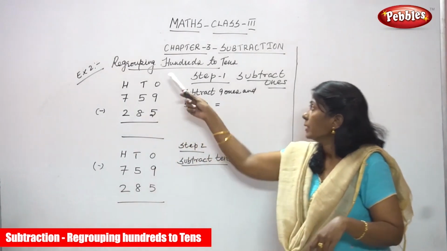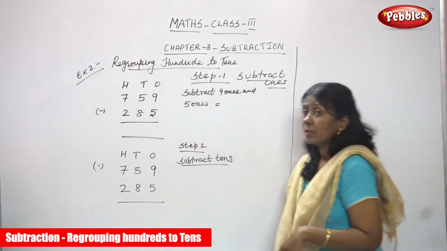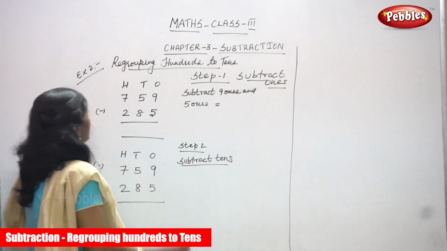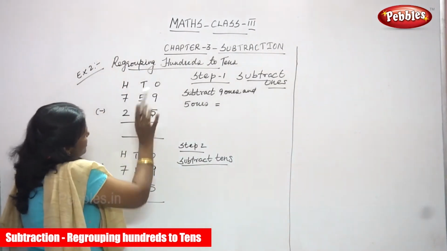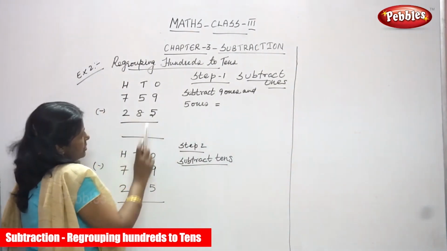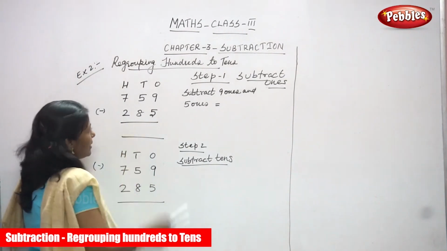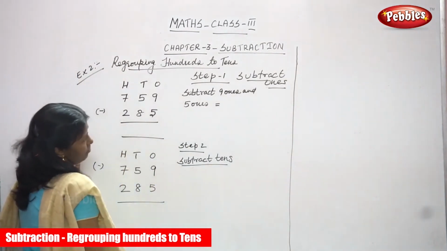Now we are going to do regrouping hundreds to tens. Look at the example. The first sum is hundreds, tens and ones. 759 is the first number. The second number is 285. Step 1, subtract ones.